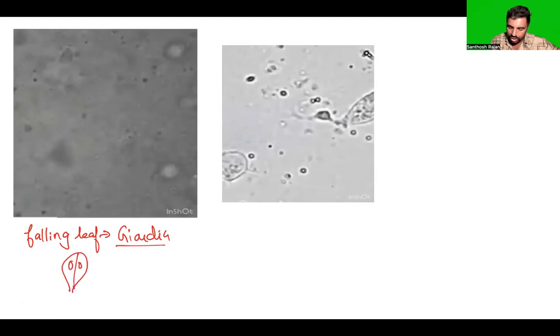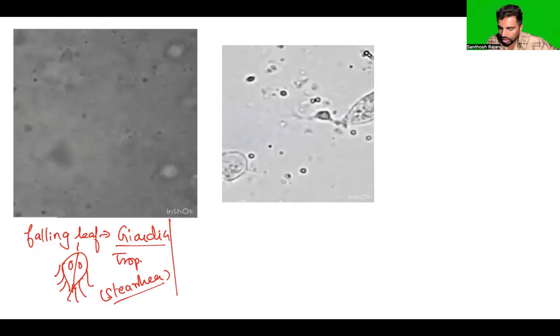Giardia, it was like this. It has 2 nuclei and 4 pairs of flagella, that is, 8 flagella it has. This is the trophozoite of Giardia, the first one, which causes steatorrhea, very characteristic steatorrhea. Steatorrhea is characteristic, that is foul smelling diarrhea.